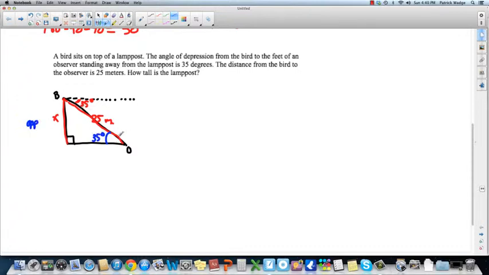And I'm interested in this side because I know the 25, and that's the biggest side, that is the hypotenuse. So remember your SOHCAHTOA, which one of the ratios are we going to use here if we have opposite and hypotenuse? We're going to use sine. So we say sine 35 equals opposite, which is x, over hypotenuse, which is 25.